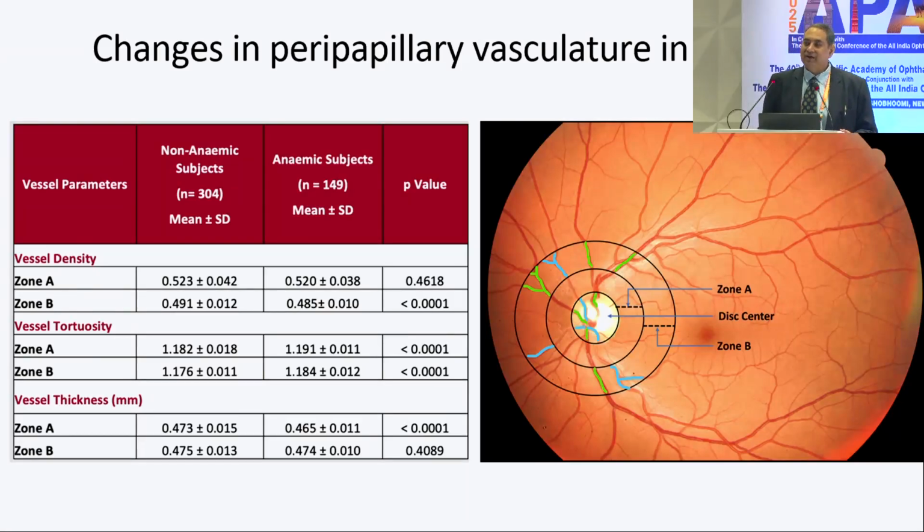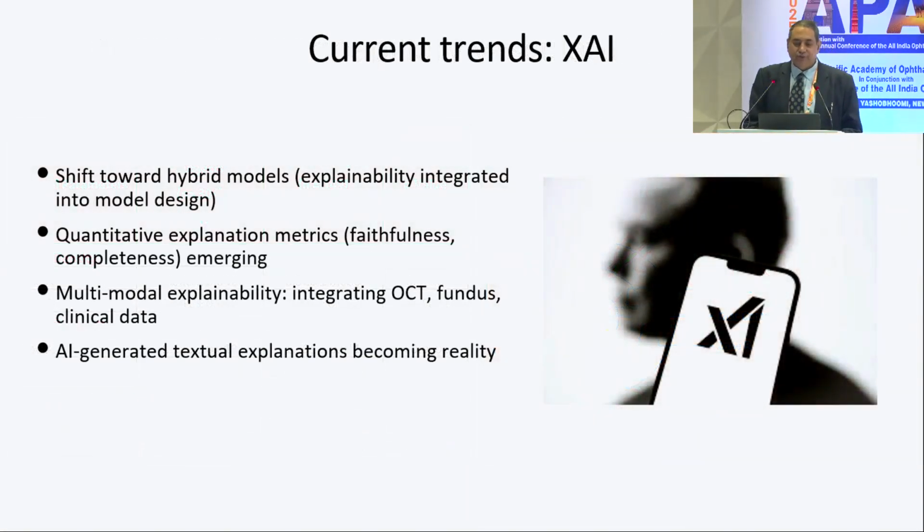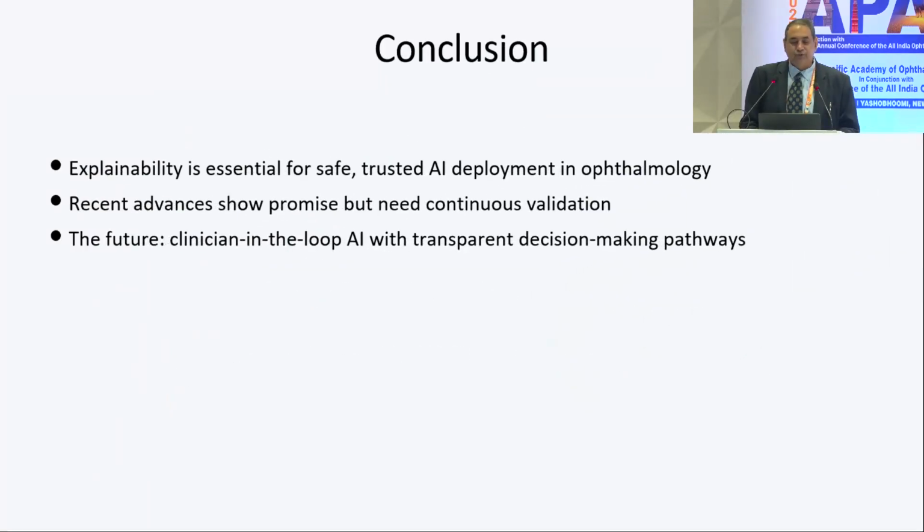The current trends are shifting towards hybrid models, where explainability is integrated into the model design. There are new metrics emerging now, like faithfulness and completeness. The challenge is multimodal explainability, where we integrate fundus photo, clinical data and OCT, and AI generated textual explanations have also become a reality with large language models. So to conclude, explainability is essential for safe, trusted AI deployment in ophthalmology.